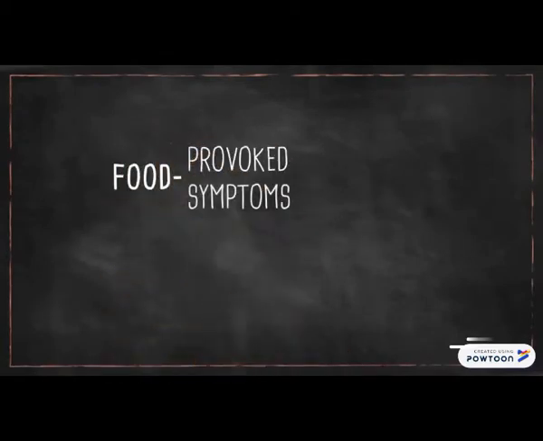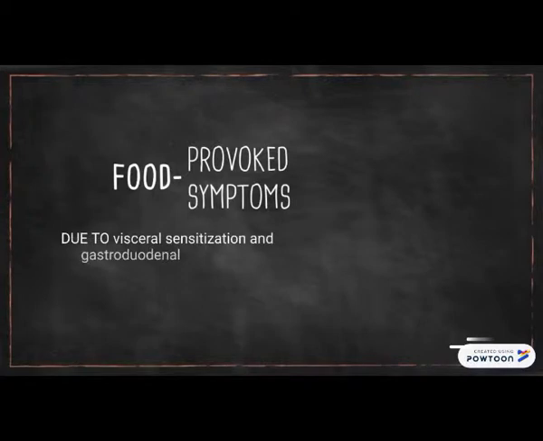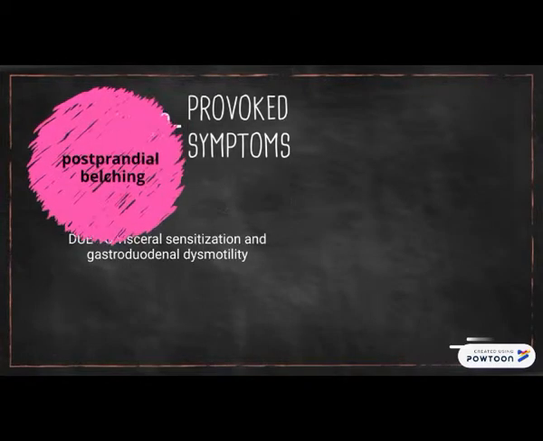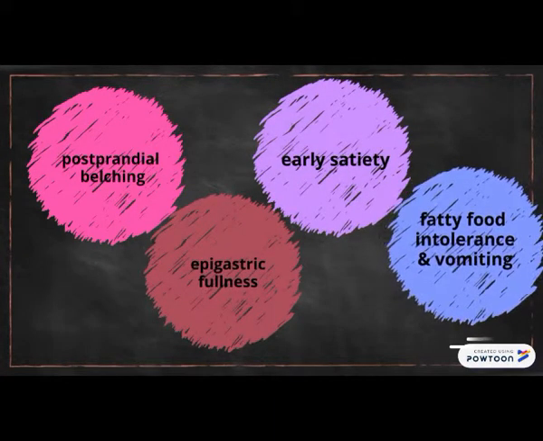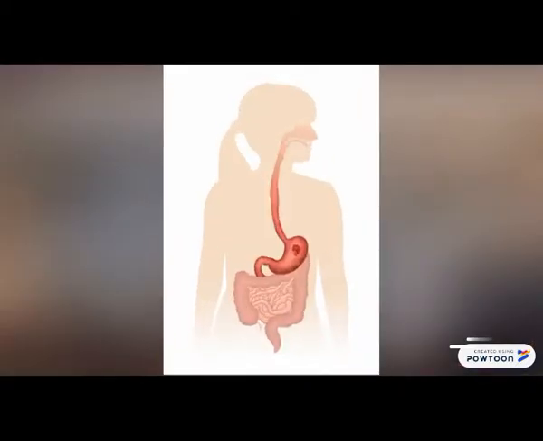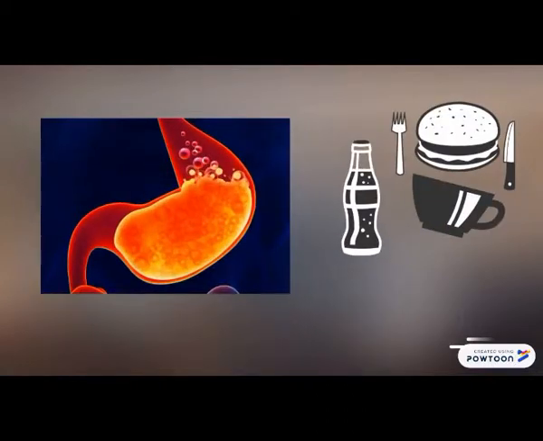Patients with peptic ulcers may also have food-provoked symptoms due to visceral sensitization and gastroduodenal dysmotility. The symptoms were postprandial bloating, epigastric fullness, early satiety, fatty food intolerance, and occasional vomiting. Classically, gastric ulcer pain increases while we eat a meal due to the physical presence of food and also the active secretion of hydrochloric acid in the stomach by the stimulation of the eating process.